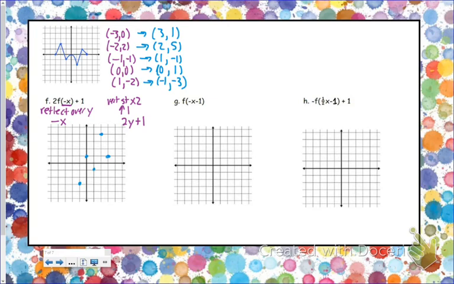Right, and then my last 2 points, I ran out of space. Let me add those down here because we're going to use those for the next points. I've got (2, 1) and (3, 0). So I'm going to apply those same transformations.